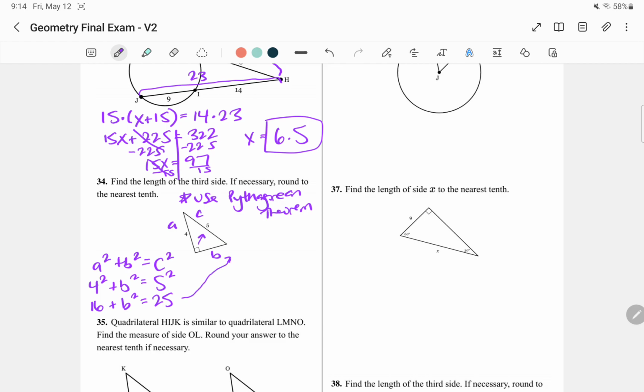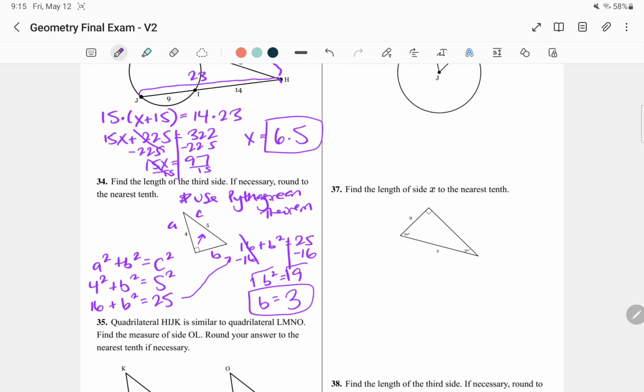All right, let me write it again. 16 plus b squared equals 25. Now let's subtract 16 from both sides to give me b squared is 9. And then what is the square root of b squared? B. What is the square root of 9? 3. So our answer is 3. All right, don't forget to take the square root.